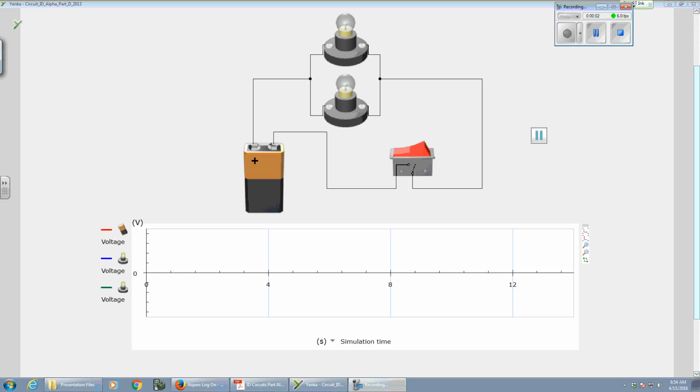So here we go, results of part D, alpha part D. And we have open, closed, and reopened.